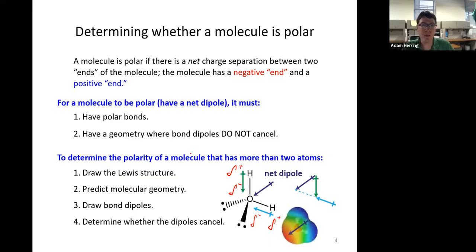And if we look at the map of electrostatic potential, then we see that there is indeed a difference in charge, that the end of the molecule where the oxygen is has a high negative charge, and the end of the molecule with the hydrogen atoms is more of a positive charge. So what we've done here is we have determined that the bonds are polar by using differences in electronegativity, and then we've evaluated the cancellation of the bond dipoles.